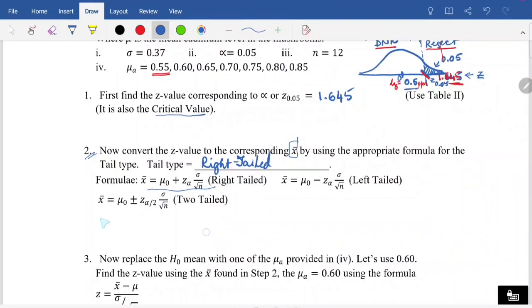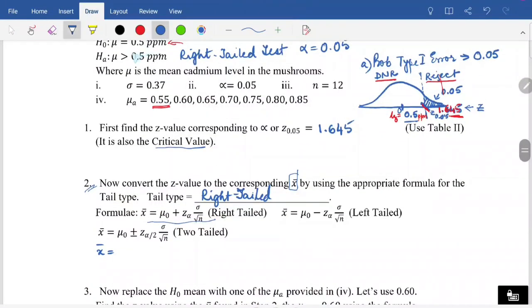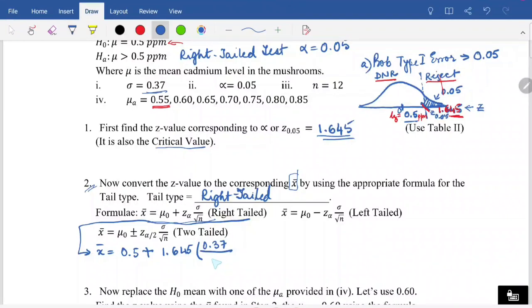So let's do that. X bar is going to be mu sub 0, which is 0.5. It's not the alternate mean, it is mu sub 0. So I'm going to replace mu sub 0 with 0.5, and then plus z of alpha, which is 1.645. This is the right tail test formula. Times sigma, what is sigma? 0.37, divided by square root over 12, that's our n.